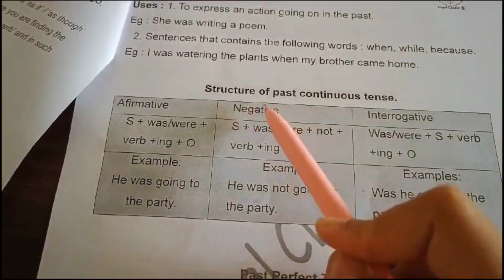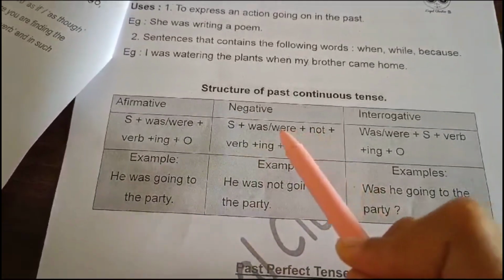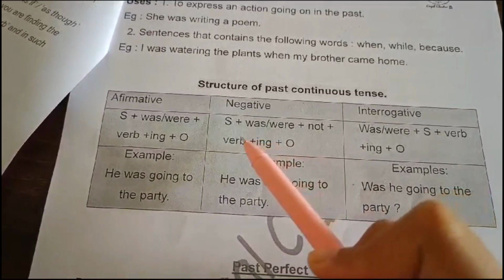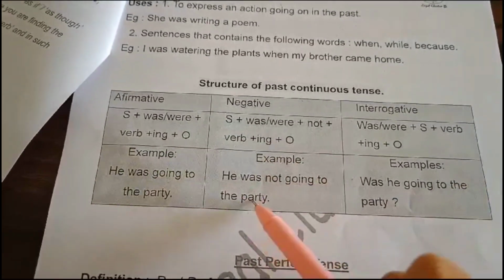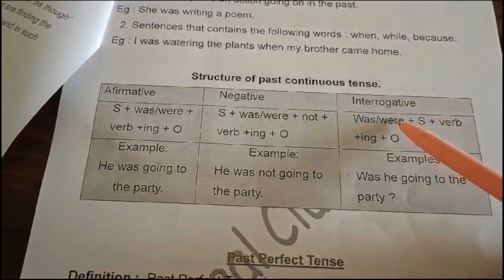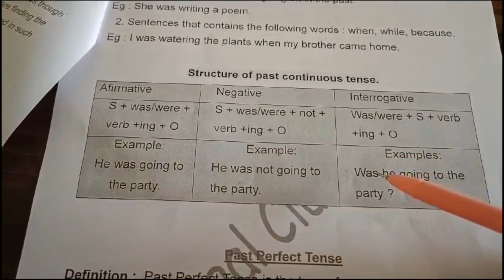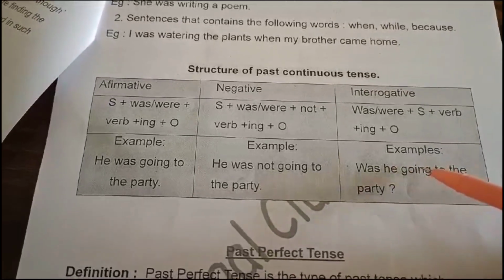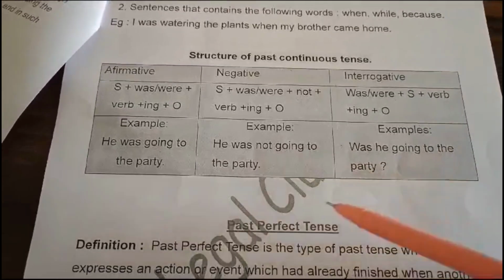For a negative sentence, we will be adding not with the be verb, and then we will be adding ing with the main verb, then object. He was not going to the party. Interrogative: always in interrogative sentences, the be verb will come first, then the subject. Was he going, again ing with the main verb, to the party.